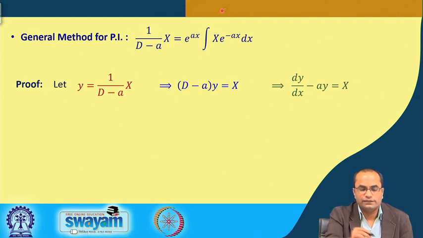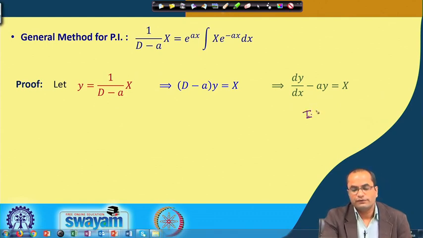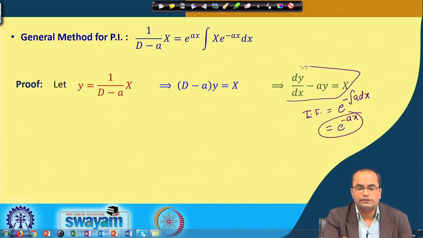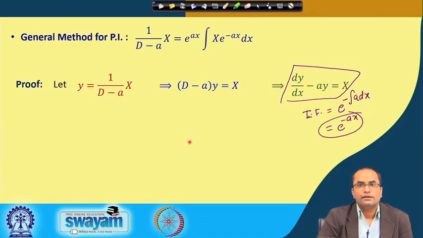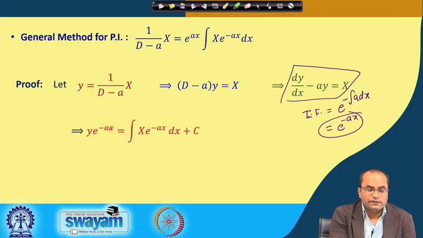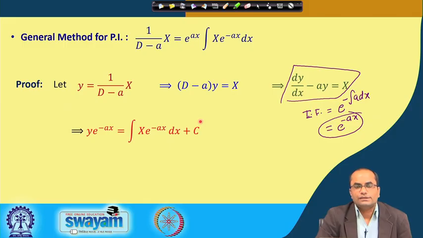Here we can find the integrating factor now. The integrating factor of this equation will be e to the power of the integral of minus a dx, meaning e to the power minus a x. Once we know the integrating factor, we can write down the solution, which was already discussed in the previous lecture. So, y times the integrating factor e to the power minus a x is equal to the integral of the right hand function X multiplied by the integrating factor e to the power minus a x, integrated over x, plus a constant of integration.